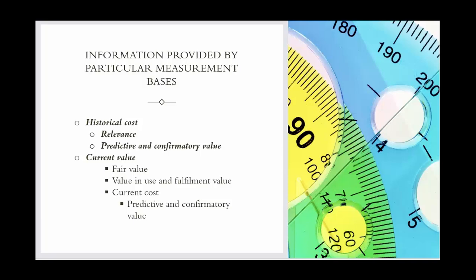Predictive and confirmatory value. Current cost helps in planning future expenditures by providing up-to-date cost information. It also confirms the cost of maintaining current operations. Example, knowing that replacing the machine costs $55,000 helps the company plan for future capital expenditures and ensures that it sets aside enough funds to replace the machine when necessary.